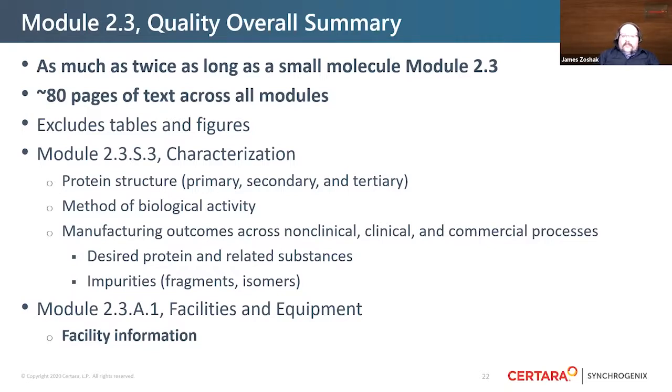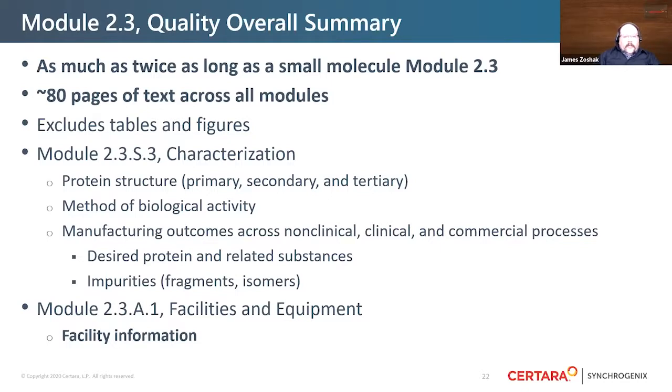There is a greater expectation for detail in the biologic Module 2.3 than in the small molecule. You should expect it to be about twice the size of a small molecule 2.3, so about 80 pages of text, all considered. This does exclude tables and figures, but generally speaking, your tables and figures are some of the first stuff you're going to want to cut out of your Module 3 when you're producing your Module 2. So it should cleave pretty closely to that 80-page mark, but it will depend on your individual product. That'll be a refrain that I repeat often in this presentation. Every large molecule is unique.